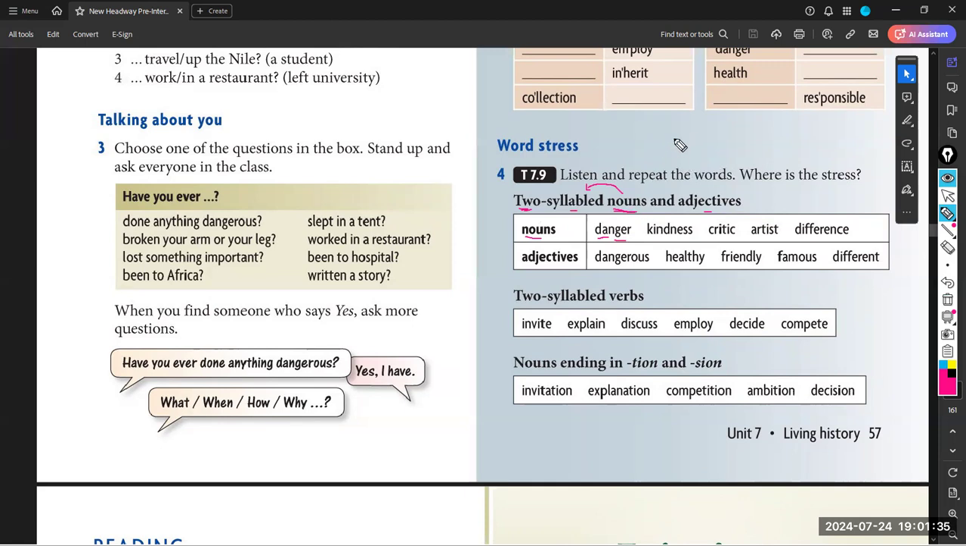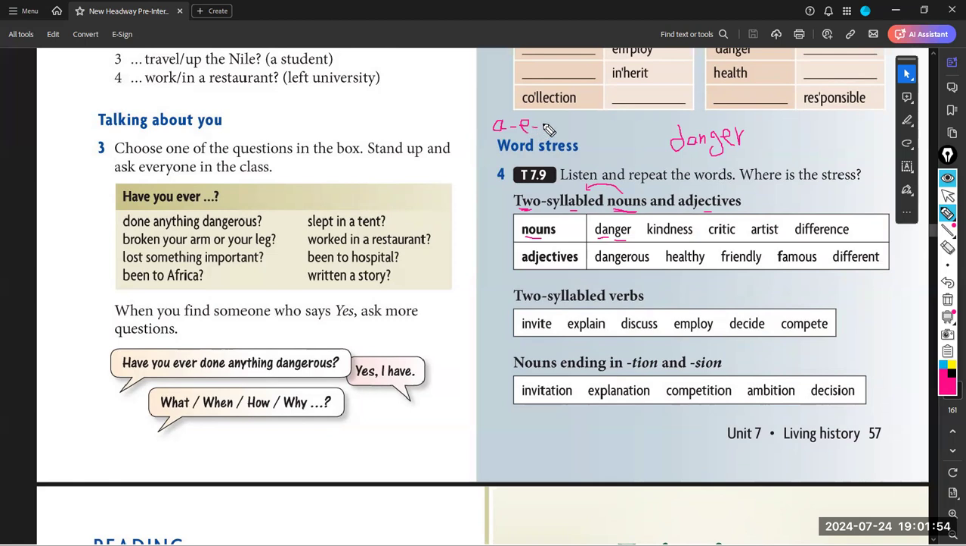Let's take a look at this example number one. We have danger. Let's try to check and examine this word. Okay. Now, if you remember, the vowel letters in the English language are five. We have A, what else?